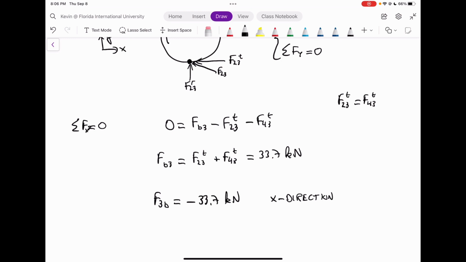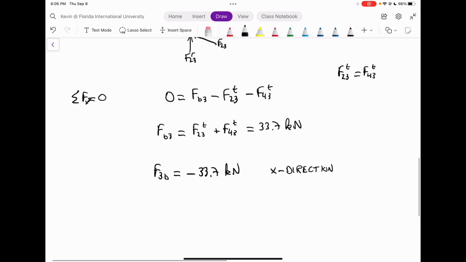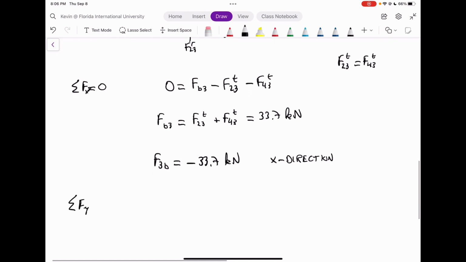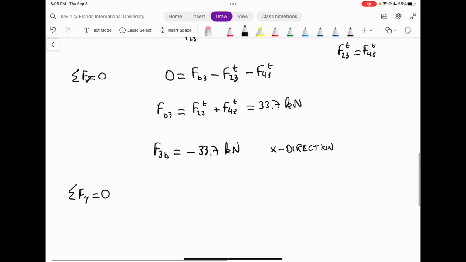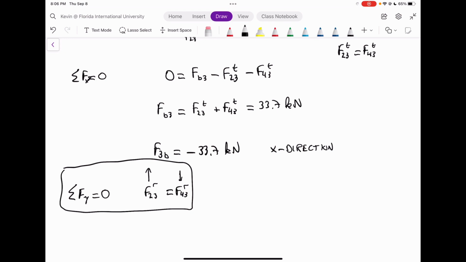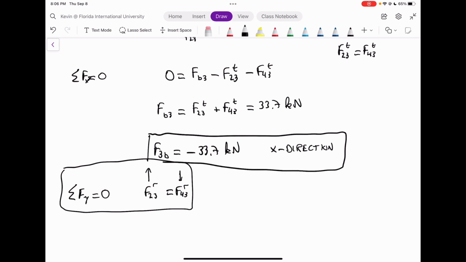Now, I skipped a step here. I skipped a step because I didn't do the sum of the forces in Y is equal to 0. Why didn't I do that? Because the only forces in the Y direction are the radial forces, and they're going to cancel out. So we know that F23R is equal to F43R in magnitude, and one is going up, one is going down. Therefore, there's no reaction force in that direction, okay? They cancel out. So that's why we just don't do sum of forces in Y. It's not necessary. Okay, so we get that F3B is equal to minus 33.7 in the X direction.